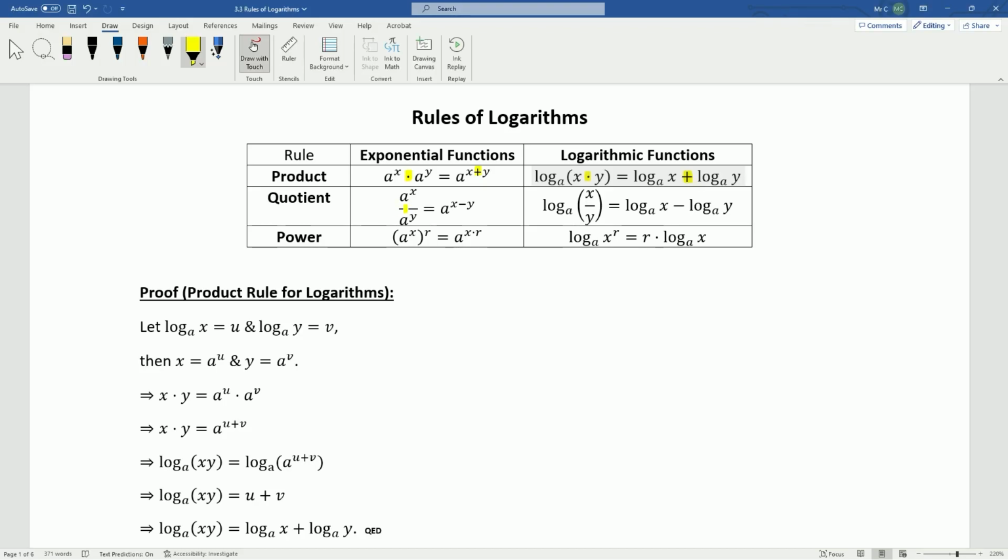So the quotient rule, similarly, division for the exponential function is outside of the two functions, and it's related to subtraction inside the input of the function. But for the logarithmic functions, the division is inside with subtraction outside. The power rule, a to the x to the r power equals a to the x times r. You have an exponent outside and multiplication inside. And for the logarithmic functions, you have an exponent inside and multiplication outside.